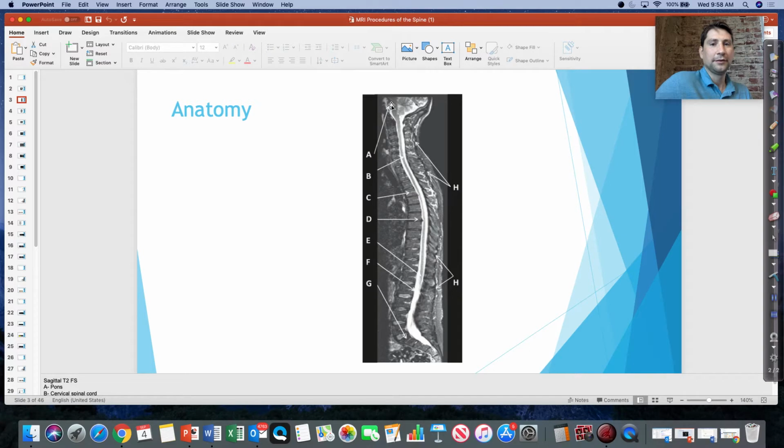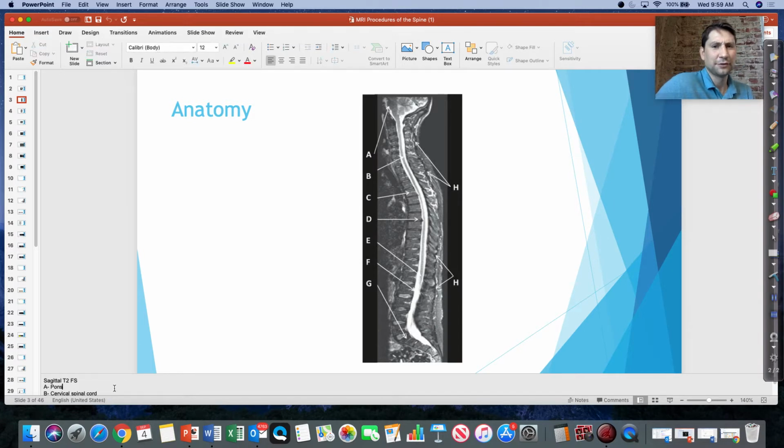A, it's the pons, part of the brain stem. What's the highest part of the brain stem? Looks like a Mickey Mouse on an axial. Midbrain, then your pons, and then below that is the, from Waterboy, medulla oblongata. And then you go through the foramen magnum and you have your spinal cord.